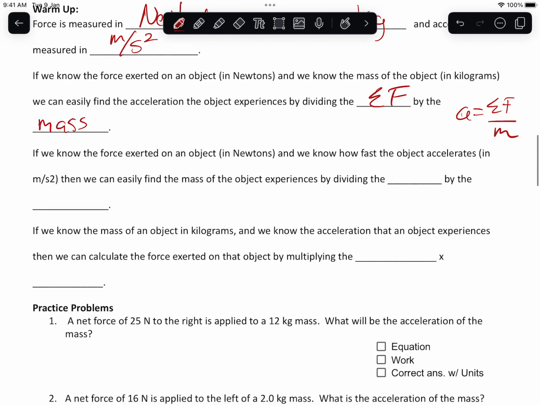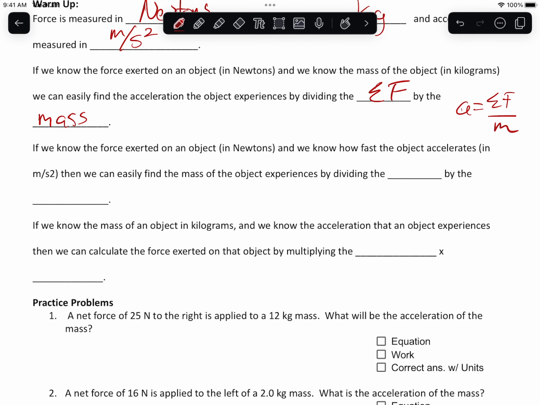If we know the force exerted on an object in newtons and we know how fast the object accelerates in meters per second squared, then we can easily find the mass of the object by dividing the sum of all forces by acceleration, which would be equal to mass.